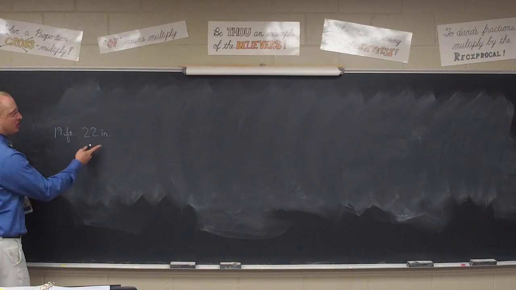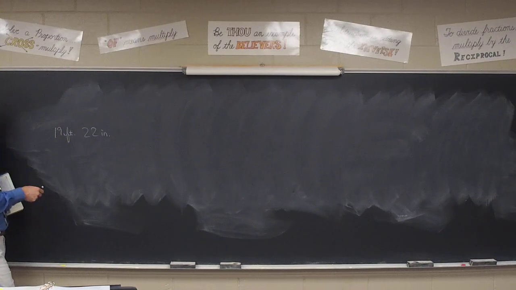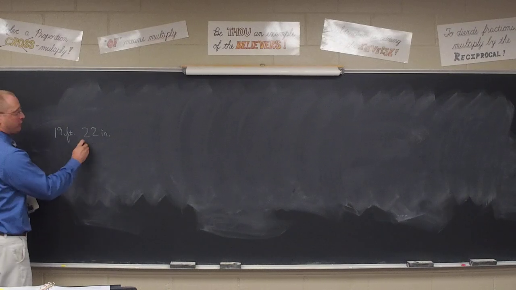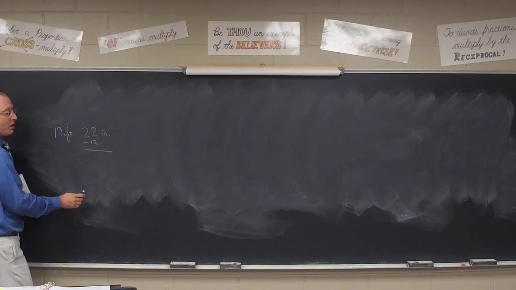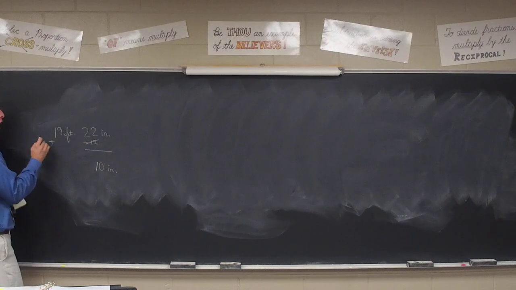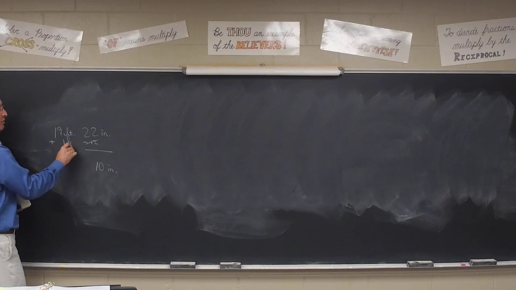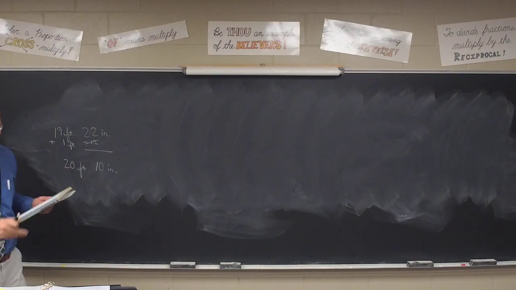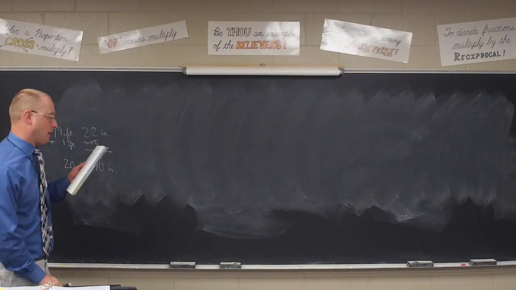Because how many inches does it take to make another foot? 12. How many 12s do I have? One. Only one. I'm close to a second 12, right? But I only have one 12. So take away 12 of the inches to leave me with 10 inches. And these 12 inches I took away add on as one extra foot. So we get 20 feet and 10 inches. 20 feet, 10 inches. Jump over to number 62 with me very quickly.